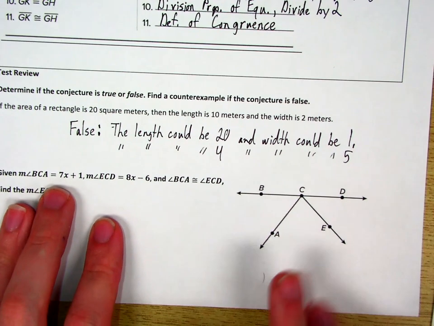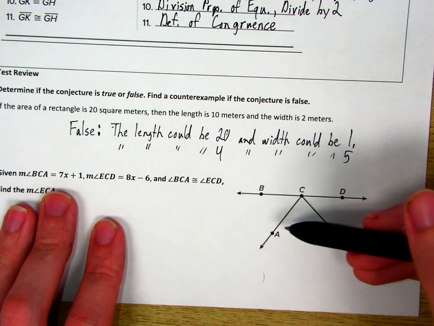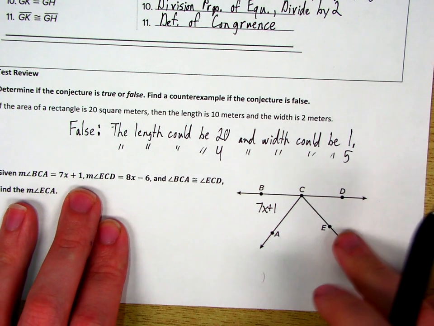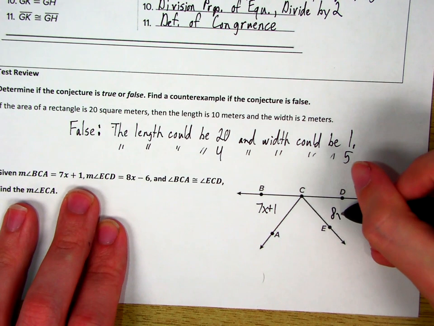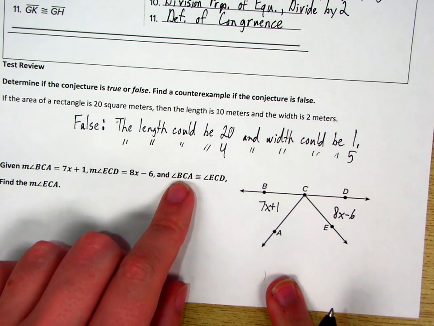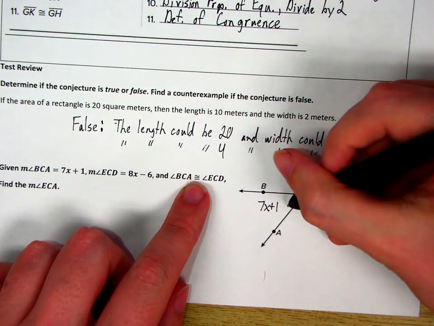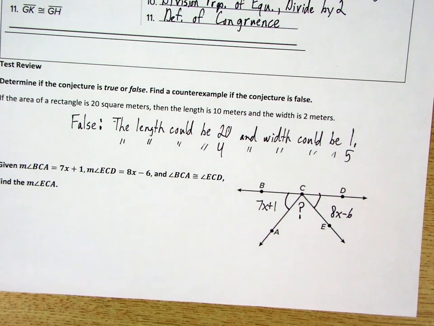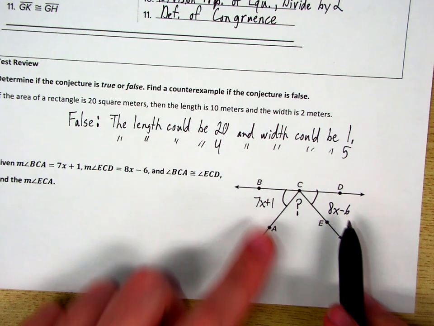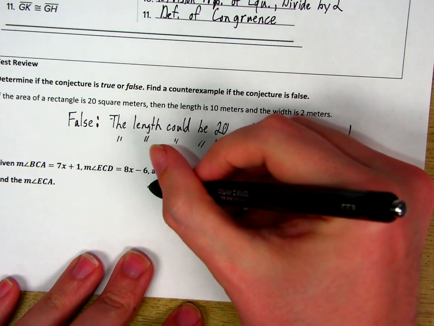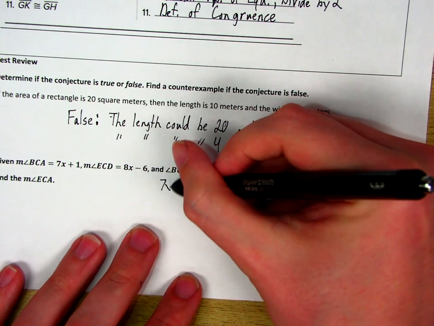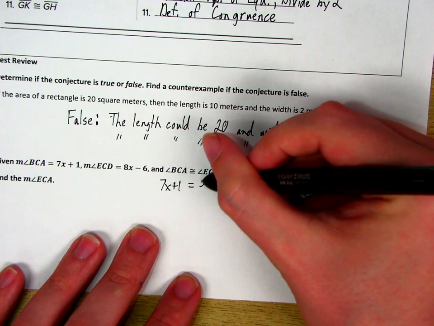We also have this question. Given that the measure of BCA is 7x plus 1, and given that the measure of ECD was 8x minus 6, and that BCA was congruent to ECD, we wanted to know the angle in between. Well, we know these are equal. So we set them equal. If things are congruent, they are equal. We get to say 7x plus 1 equals 8x minus 6.